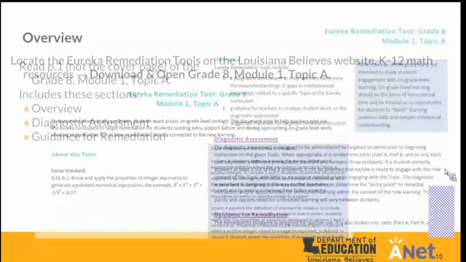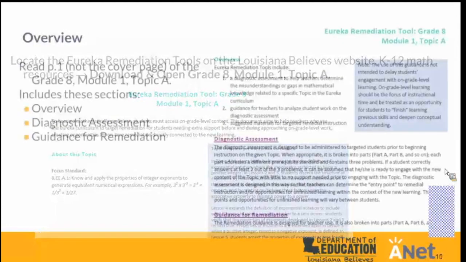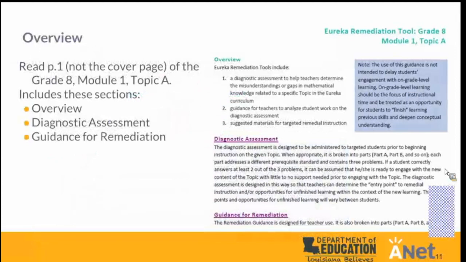All right, the first thing we're going to do is read page 1, not the cover page, but page 1 of the PDF using the page numbers in the corner of the document. And it includes 3 sections: the overview, the diagnostic assessment, and the guidance for remediation. And so you're going to read that silently to yourself, and then we're going to have a short discussion about what we read just on this page. So pause the webinar to read through those 3 sections to yourself.